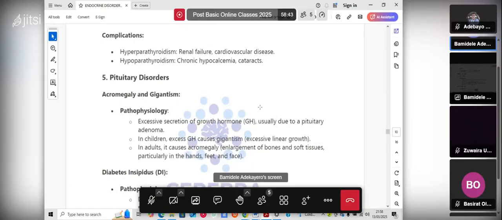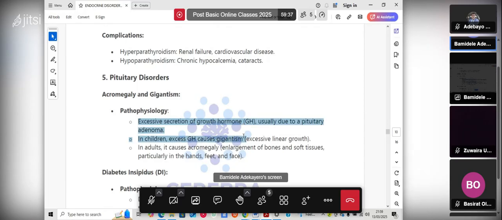We have the pituitary gland disorders. We talked about the production of growth hormone, which is done at the anterior pituitary. We have acromegaly and gigantism. I think it's pretty straightforward. It is due to excess secretion of growth hormone. So too much growth hormone, and that is not regulated. That's when the negative feedback mechanism is not functioning properly. When there's a fault with the mechanism, it causes excessive secretion of growth hormone.